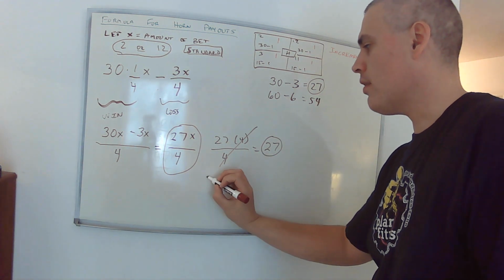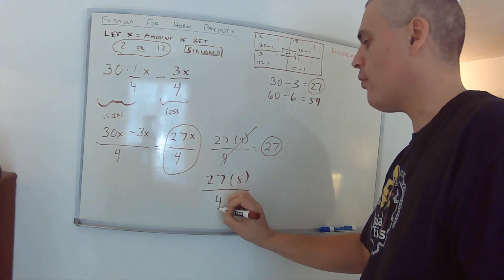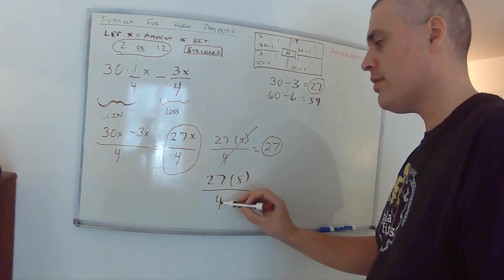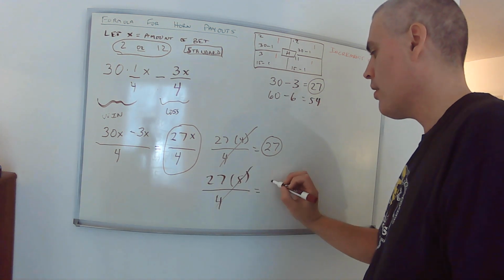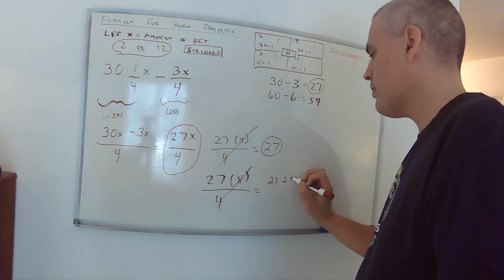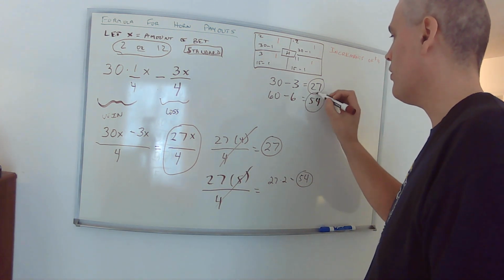And what happens here? I've got 27 over 4 times 8. This is multiplication on top, and I've got common stuff here, so that just cancels out, and I've got 27 times 2, which is 54. Lo and behold.